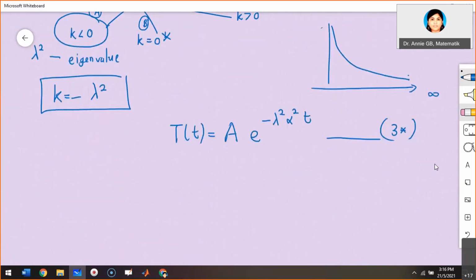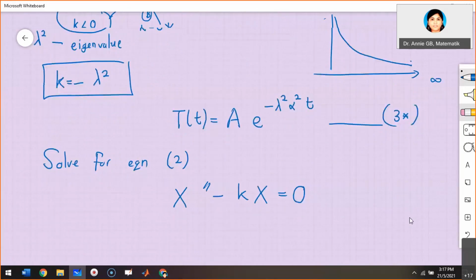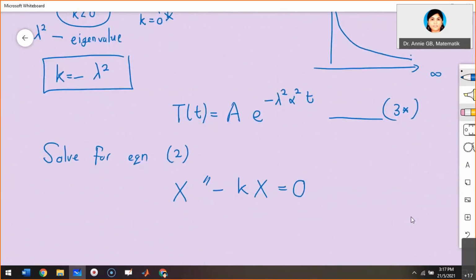Now, solving the second ODE yang kita dapat tadi kan, solve for equation number 2. Okay, apa dia? This one. X double prime minus KX equals to 0. Now, we already decided to take K equals to negative lambda squared. So, saya akan masukkan terus. Negatif-negatif, dia akan jadi positif. X double prime plus lambda squared X equals to 0 where K equals to negative lambda squared. Okay.